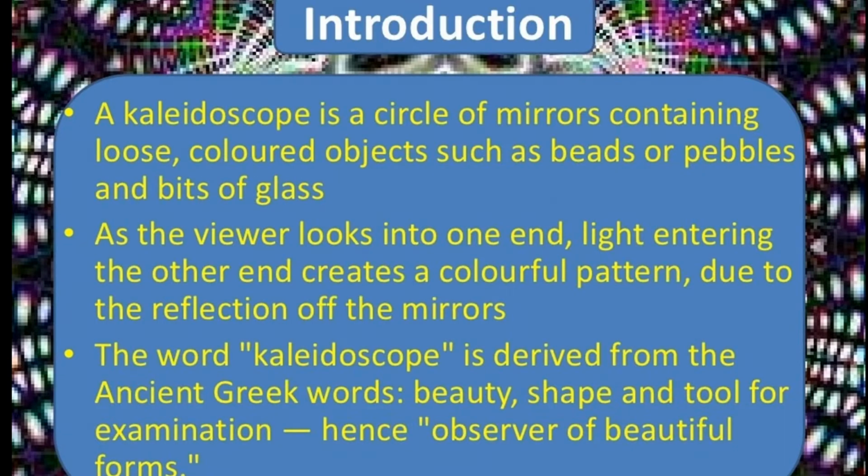kaleidoscope is. A kaleidoscope is a circle of mirrors containing loose colored objects such as bits of pebbles and bits of glass. As the viewer looks into one end, light entering the other end creates a colorful pattern due to the reflection of the mirrors. The word kaleidoscope is derived from the ancient Greek words meaning beauty, shape and tool for examination. Hence, it is known as the observer of beautiful forms.